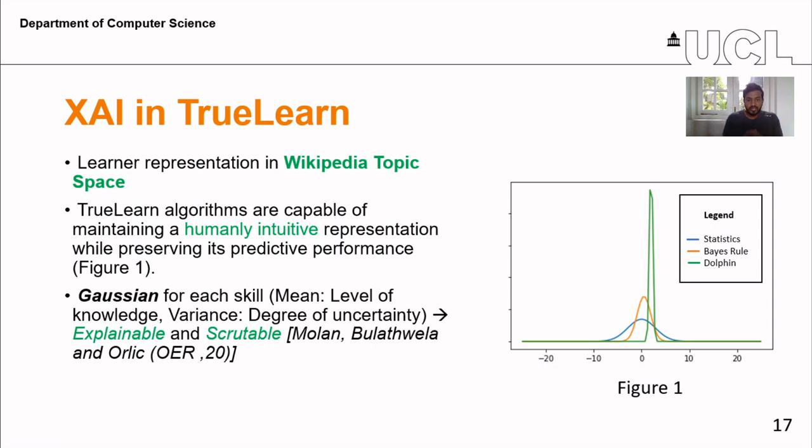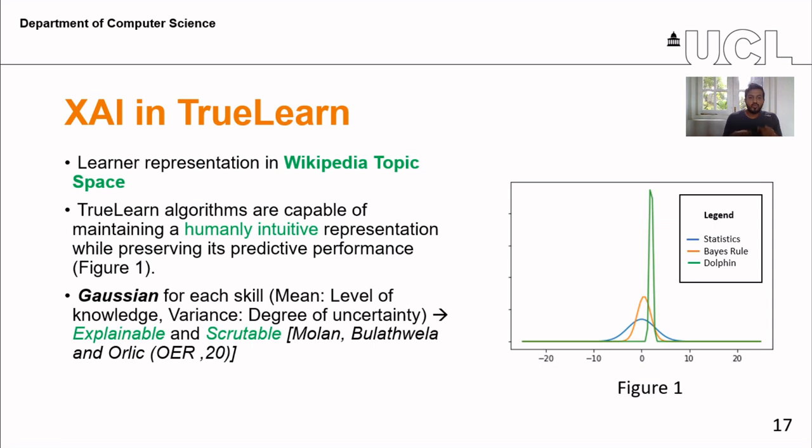When you look at the three topics shown in this figure, the algorithm is extremely certain that this person knows this much about dolphins, which is shown by the thin normal distribution, which has very little variance. And how does the variance decrease in this TrueLearn model?